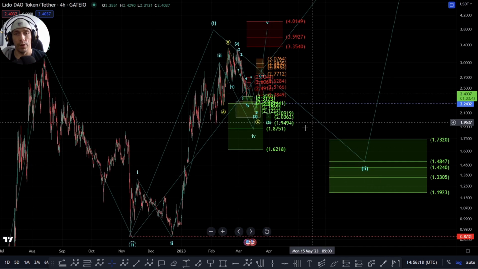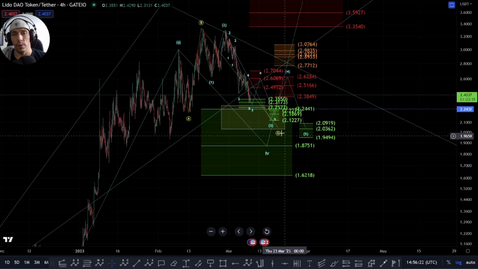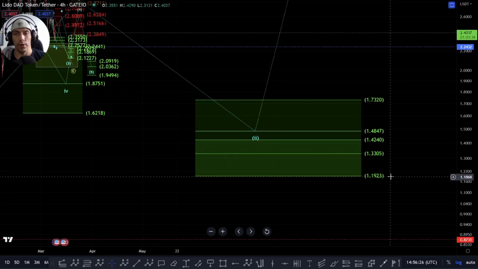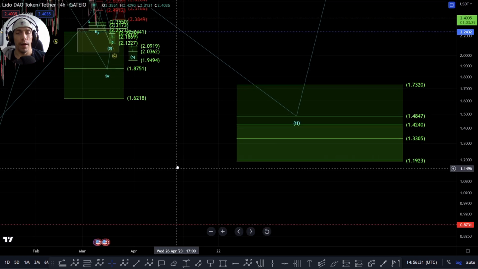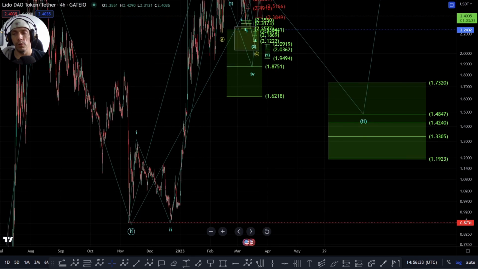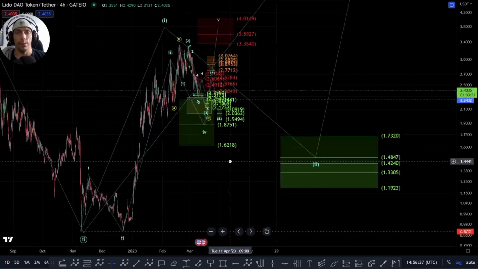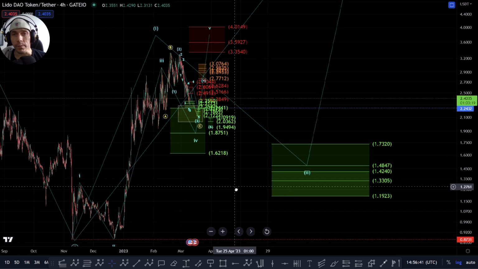So if we do actually move down past this fourth wave zone that we've got marked out here, then potentially we could find support within this box here of this $1.1923 to this $1.7320. Though, like I said, as soon as we lose this 87-cent region, this bullish case basically loses its structure.